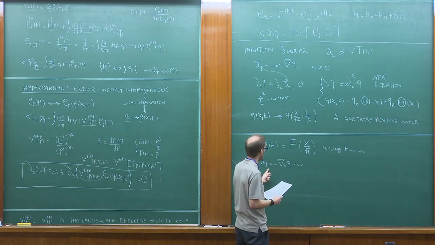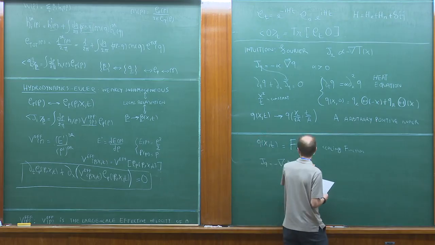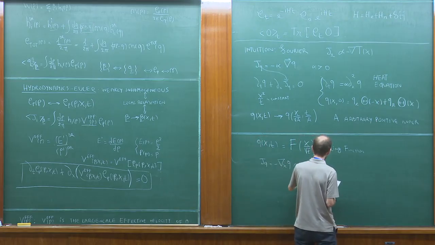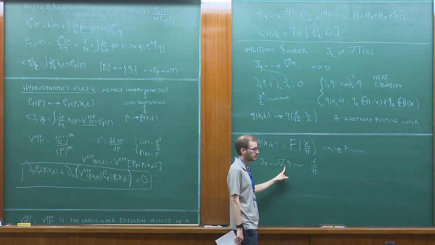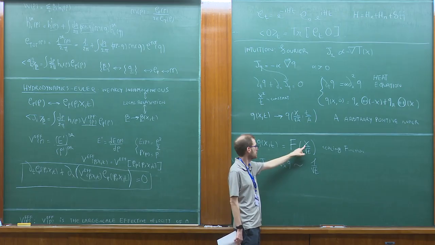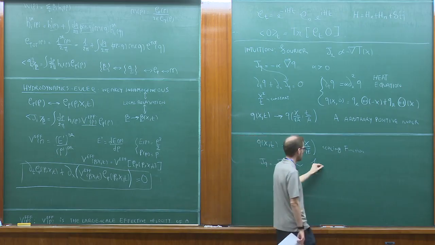I want to say that if you take the gradient of this and act on that, you will get, by the chain rule, something like this. If you take the derivative in space, you will bring out 1 over the square root of t. And for long times, this goes to 0.